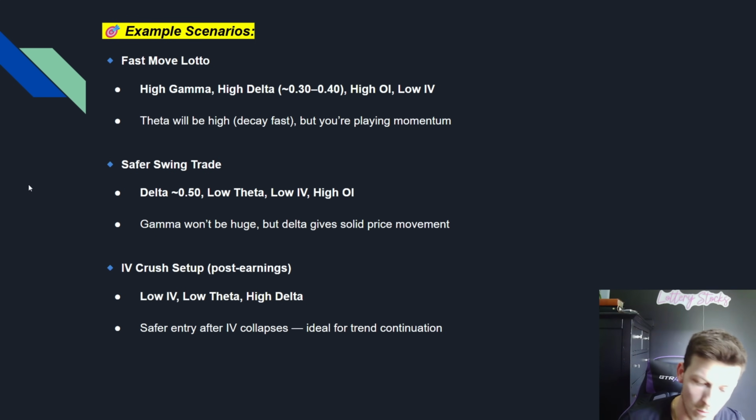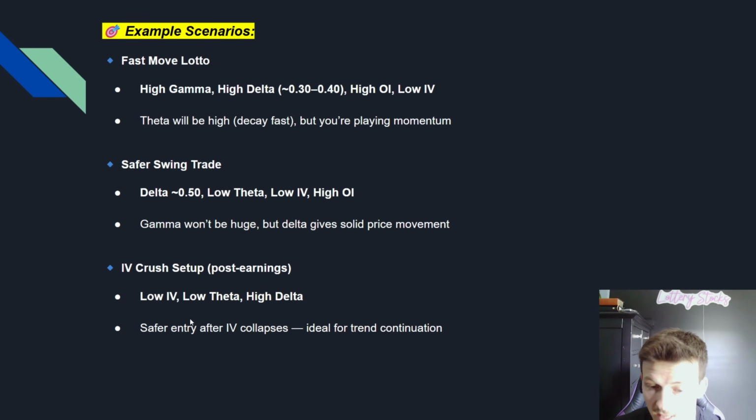Safer swing trade, which is the one I probably play most. Delta at 0.5, low theta, low IV, high open interest. These are the contracts you want to look out for, at least the ones I look out for. Gamma won't be huge, but delta gives solid price movement. So either way, you're still going to make a decent amount of money. IV crush setup post earnings: you're looking for low IV, low theta, high delta, a safer entry after implied volatility collapses, and ideal for trend continuation.